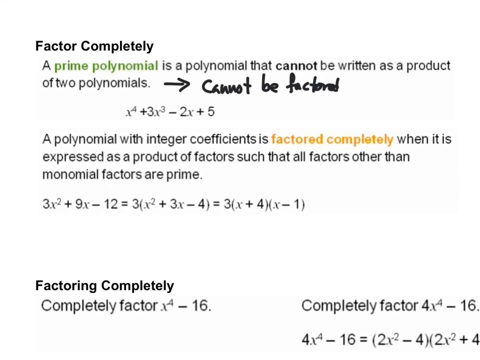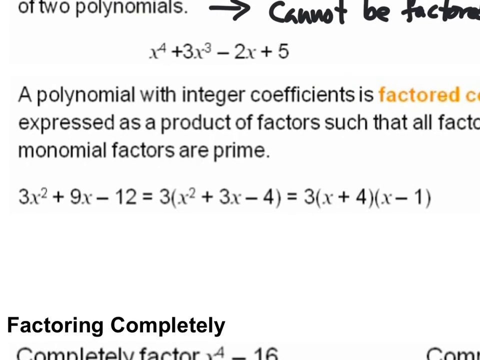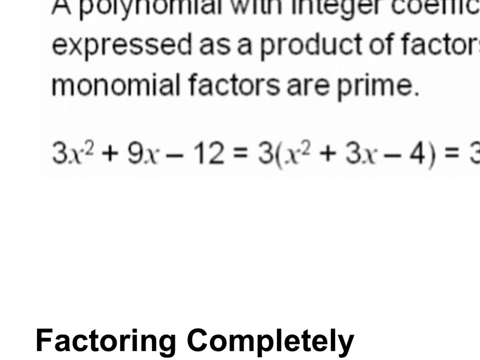So what I want to do is take a look at some of these problems. What we say here is a polynomial with integer coefficients is factored completely when it is expressed as a product of factors such that all factors other than monomial factors are prime. So it's factored completely when you can't factor anything else out. Now, one of the tricks here, I want to look at this polynomial here.